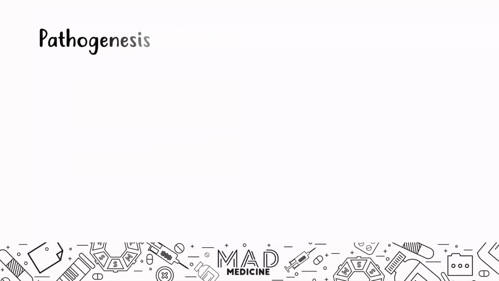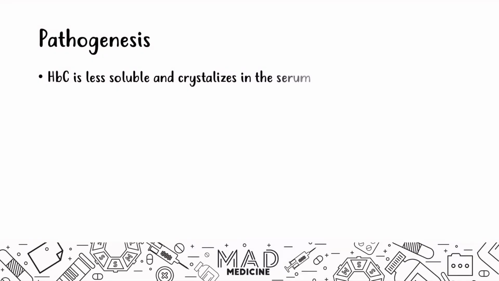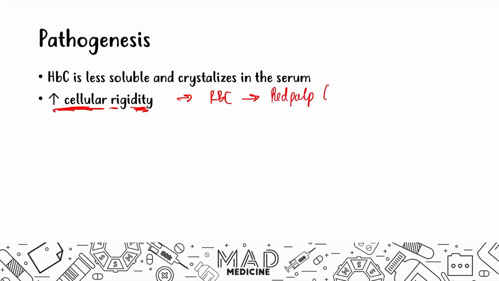So when it comes to pathogenesis, hemoglobin C is going to be less soluble and it's going to crystallize in the serum. Now, because it's going to crystallize, you have increased cellular rigidity. And what did we always say happens with increased cellular rigidity? Well, when the red blood cell goes to the spleen, it is going to go through something called the red pulp. And in the red pulp, there are the cords of Billroth, and I'm just simplifying that here. And if the red blood cell is not able to deform to pass through the cords of Billroth, it will get stuck and it will get destroyed by the splenic macrophages.